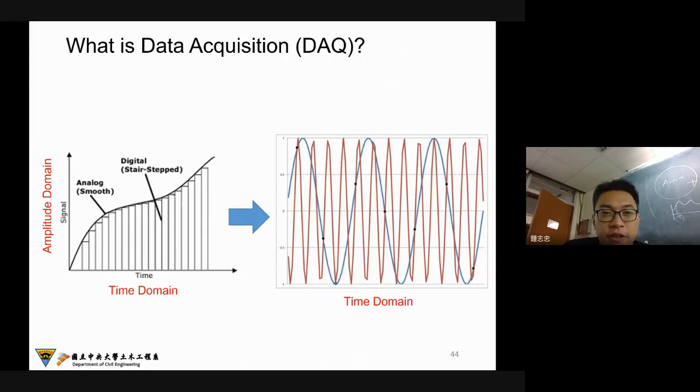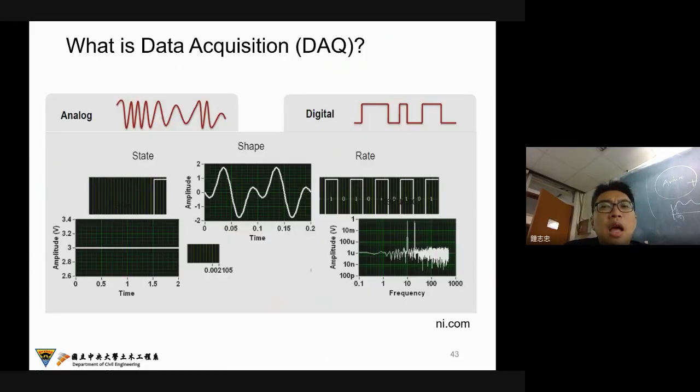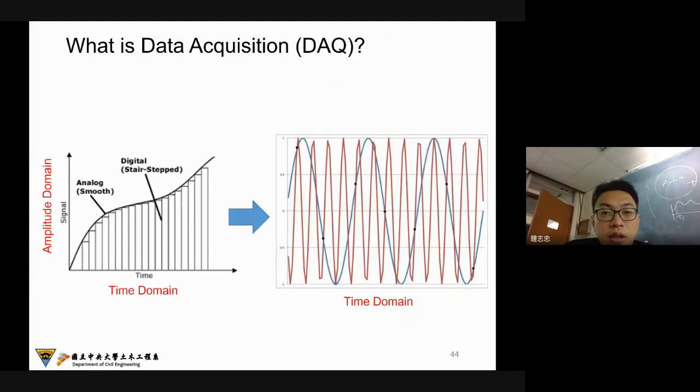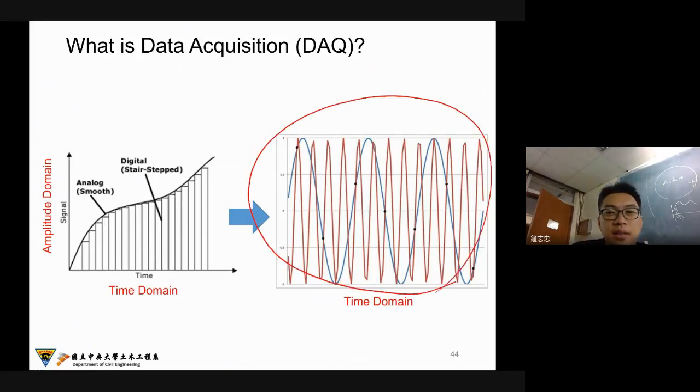So maybe we have 5 minutes. I would like to give a very quick conclusion on sampling, what we call data acquisition. You already know that we're trying to convert the analog signal to the digital one. And here you already know about time aliasing.